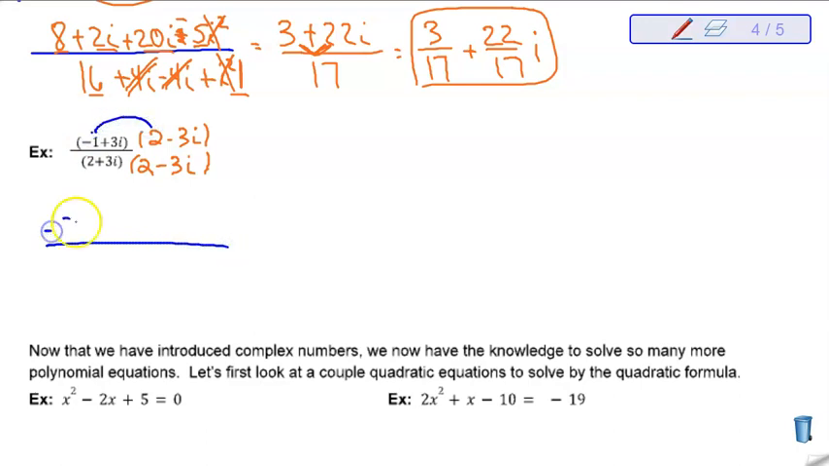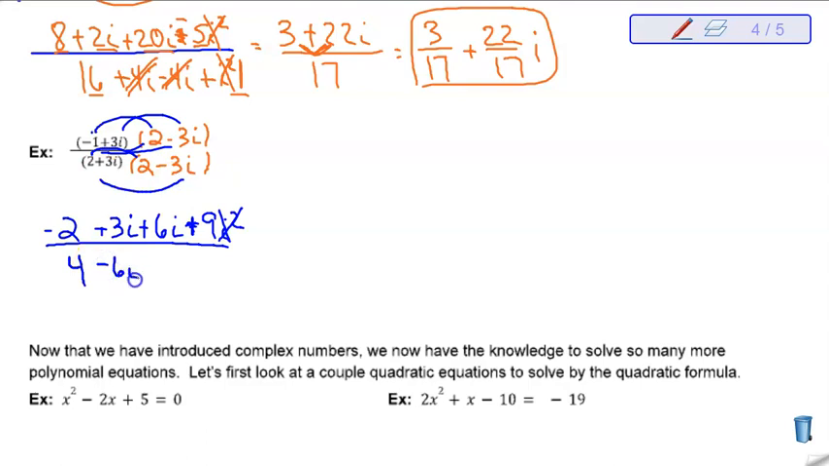Negative 1 times 2 is minus 2. Outside is a plus 3i. Inside is a plus 6i. And my last term here is a minus 9i squared. We're going to cancel out the i squared and make that a plus. Then, on the bottom, 2 times 2 is 4. Outside is minus 6i. This is where it should cancel. This gives me a plus 6i, which is good. And the last one is, again, a negative 9i squared, making that a positive 9 in the end.